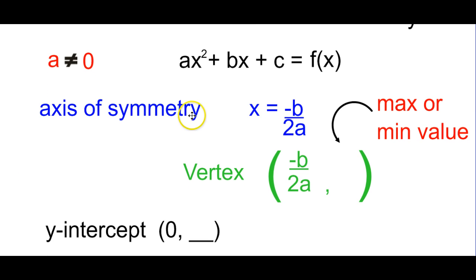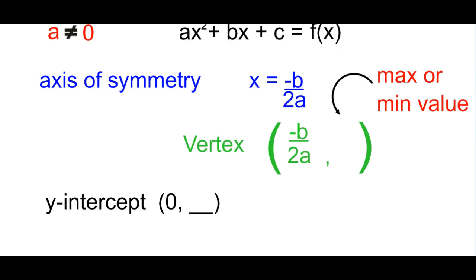You should remember how to find the axis of symmetry of a quadratic function. Remember, an axis of symmetry is a line, so it has to be written as an equation, x equals negative b over 2a. That negative b over 2a value is also the x-coordinate of the vertex. We take that value, substitute it back into the equation in place of x to find the y value of the vertex. The y value of your vertex is your maximum or minimum value of the function.